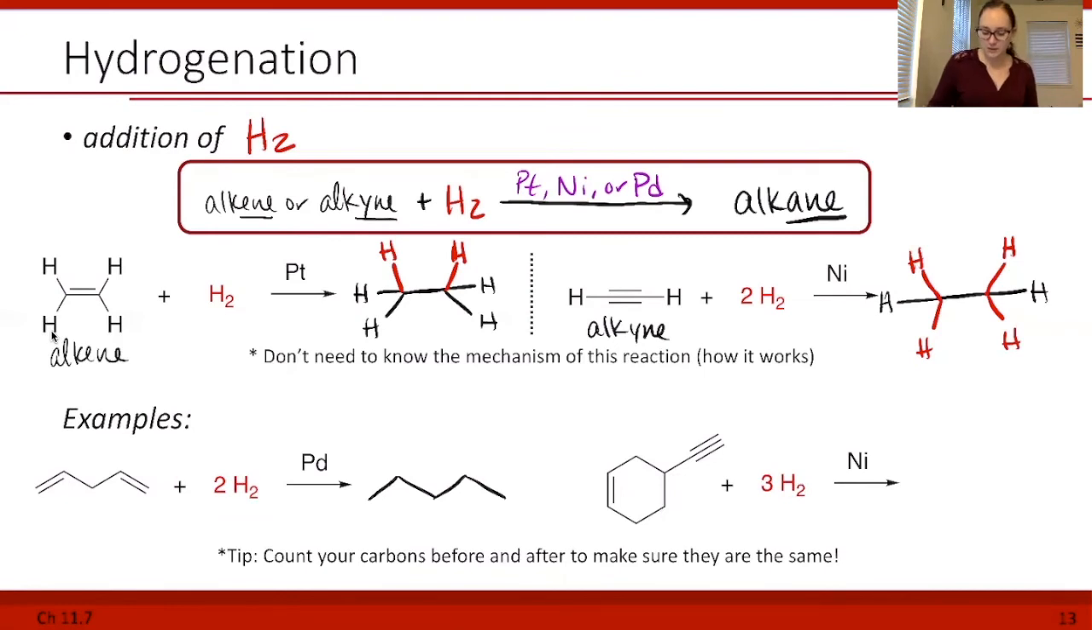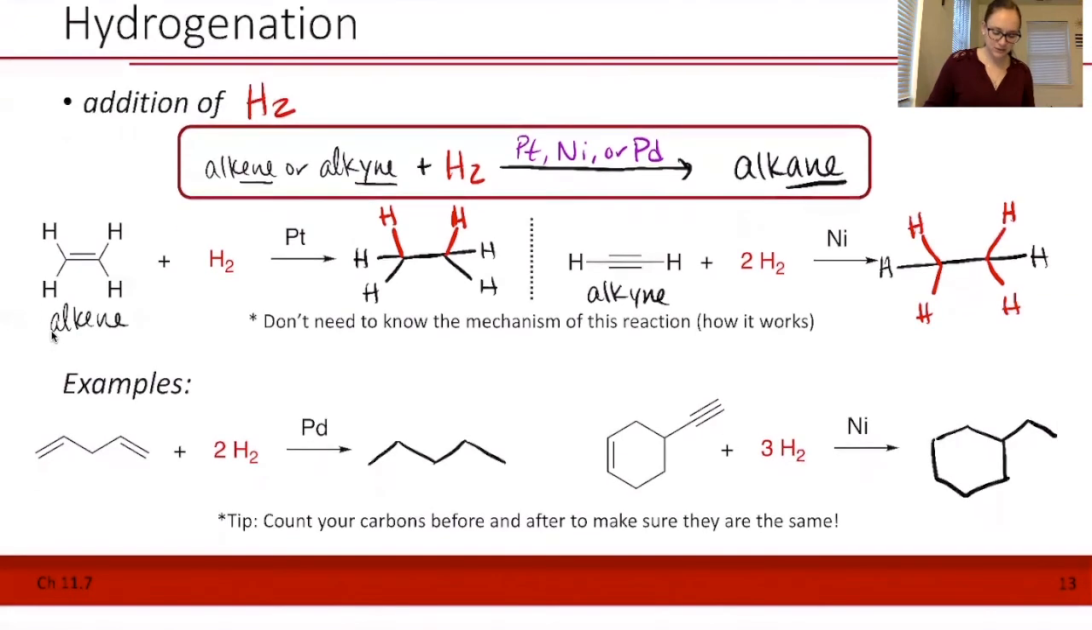Okay, our other example over here, we have this triple bond here and a double bond here. So we need to get rid of 3 bonds. So we have 3 equivalents of hydrogen. So our answer is going to be the same molecule minus all of the multiple bonds. So that's our answer right there. We put hydrogens in the place of our multiple bonds.